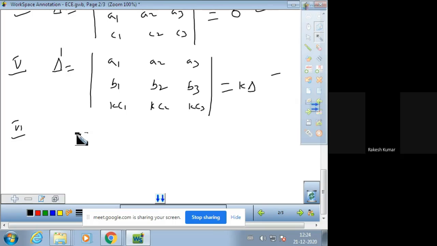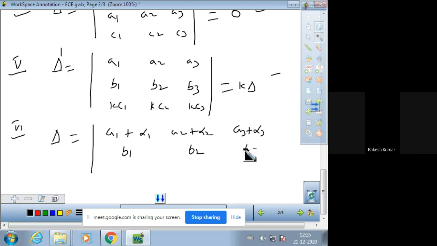One more important property, if each element in any row or column consists of two terms, then the determinant can be expressed as the sum of the two determinants of the same order. What I want to say, suppose we have delta, a determinant, with elements a1 plus alpha 1, a2 plus alpha 2, a3 plus alpha 3, b1 b2 b3, c1 c2 c3.